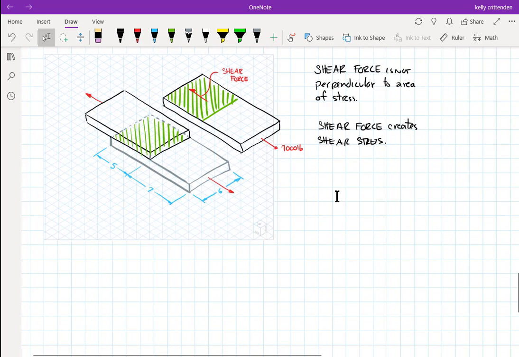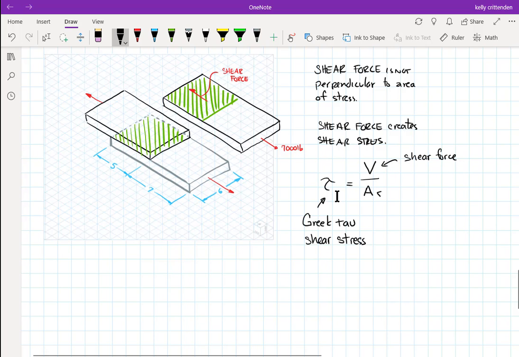And the equation is the exact same form, but we use different variables. So now we have tau. This is Greek tau, and it's shear stress, equals, instead of F, we're going to have V, which is just the shear force. And then A is the area, in this case, the area of the glue, so the area that the shear force acts on.